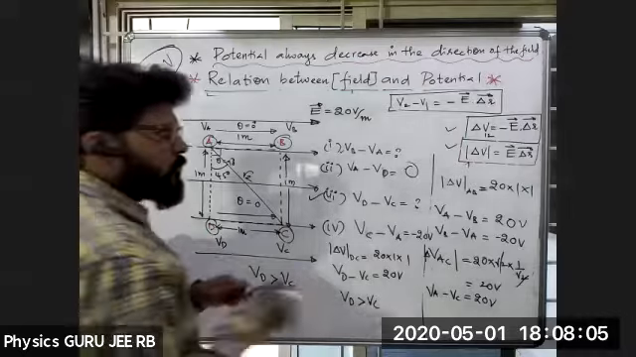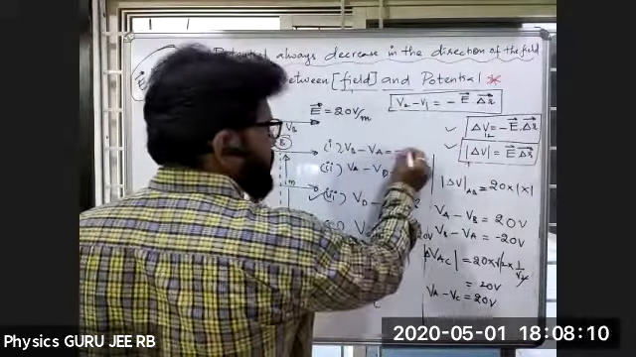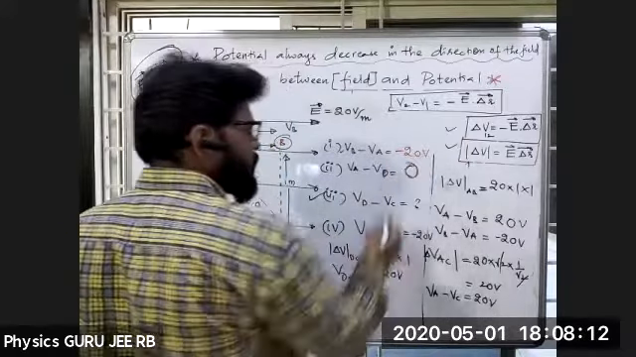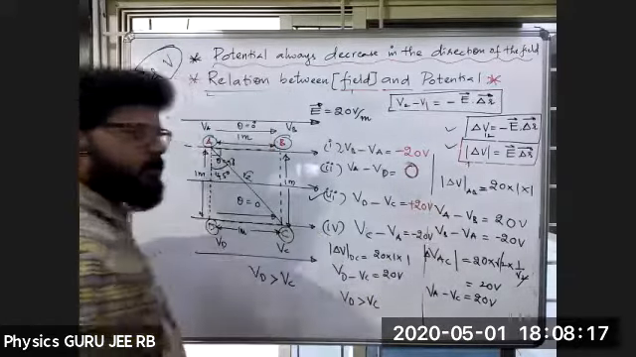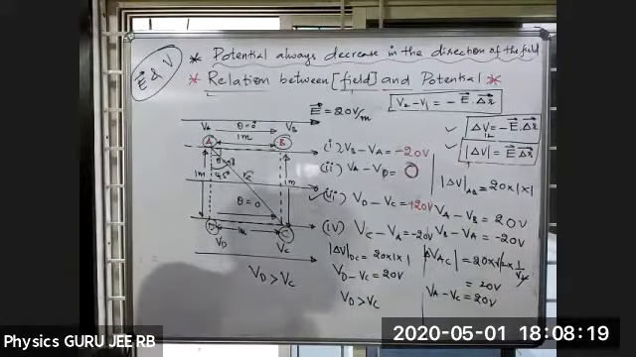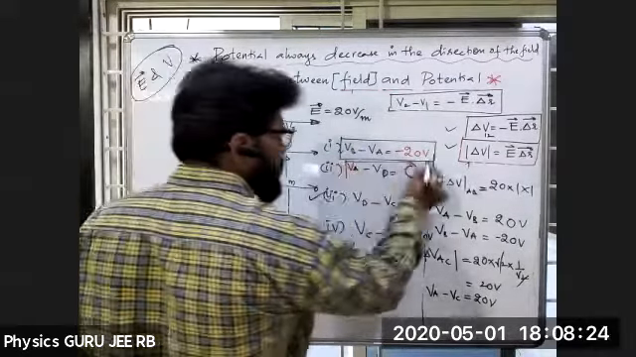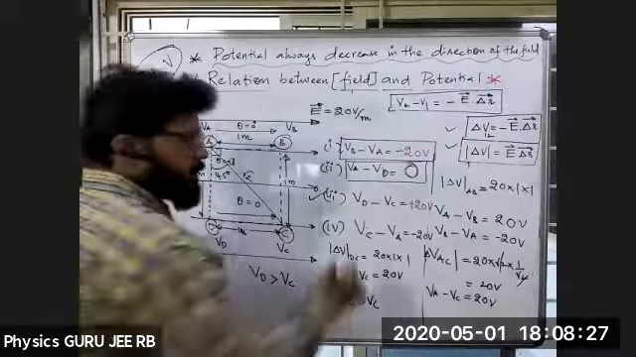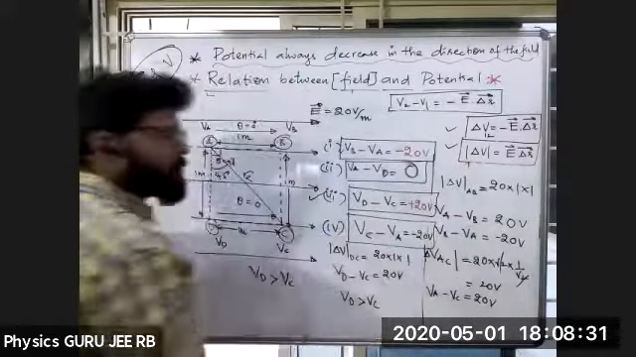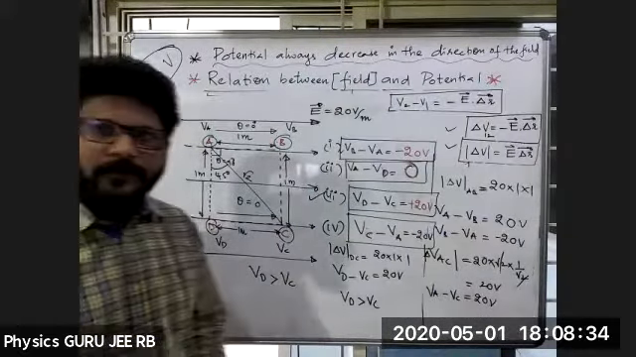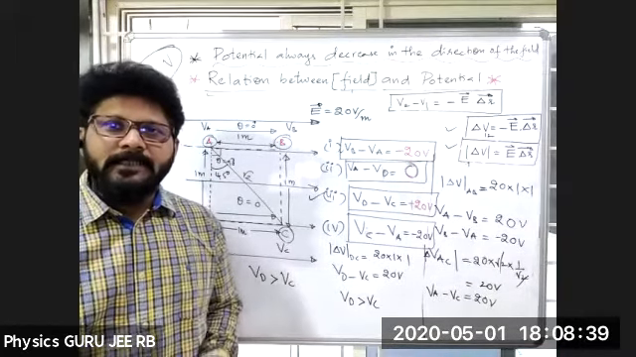Done. So the first answer: the first one will be minus 20, the second is 0 because theta is equal to 90 degrees, the third one will be plus 20 volts, and the fourth one will be minus 20 volts. This is the last one, it will be minus 20. Is it clear, all of you?